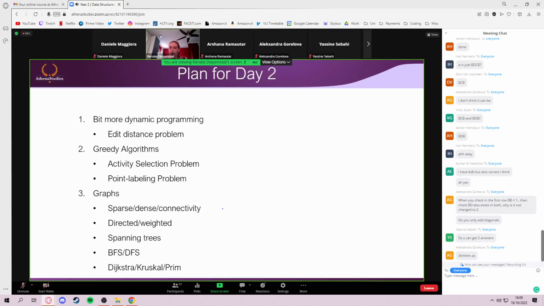And then I think we have another meeting on Tuesday, is it right? So then we'll go a little bit more into dynamic programming, especially the edit distance problem. Then we move on to greedy algorithms, the activity selection problem, and the point labeling problem, and then a whole lot on graphs because that's two lectures. So yeah, all of this we'll be doing.